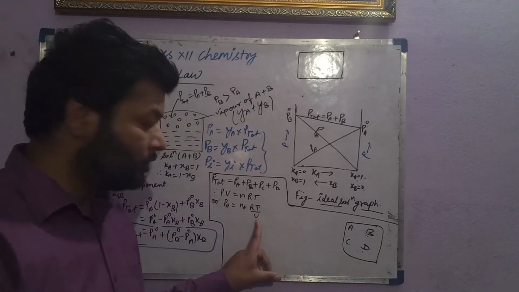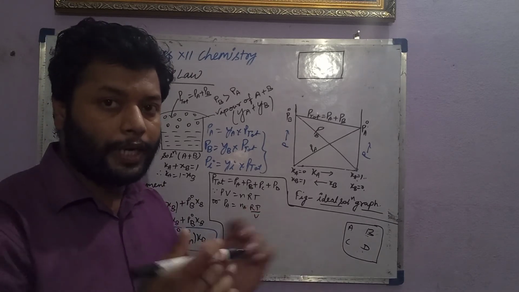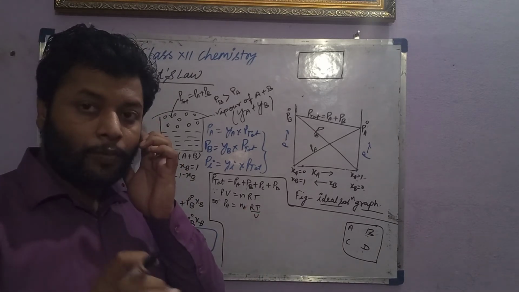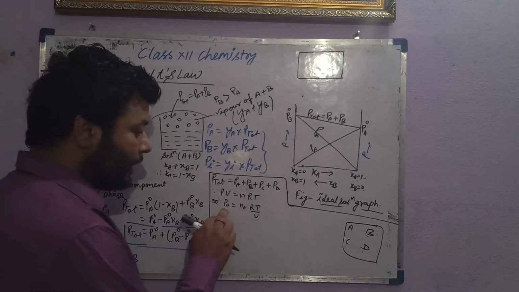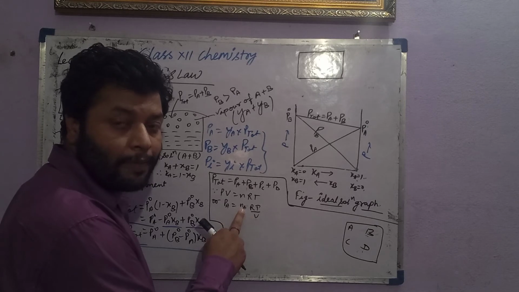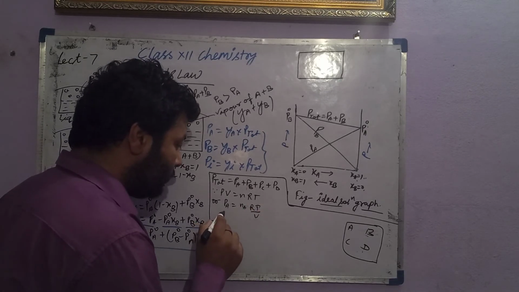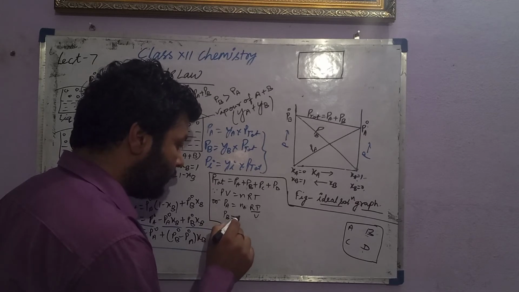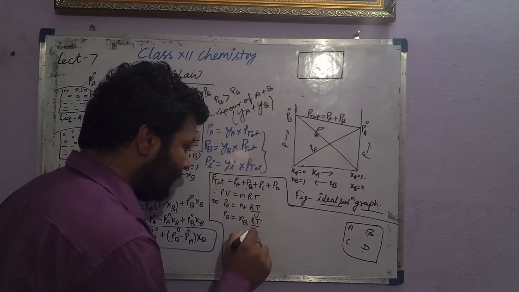So volume is a constant, R is a universal constant and T will remain constant. If at a given temperature we are going to calculate the partial pressure of any gas, then PA equal to Na, that is the number of moles of component A, RT by V. The same way, PB equal to Nb RT by V.